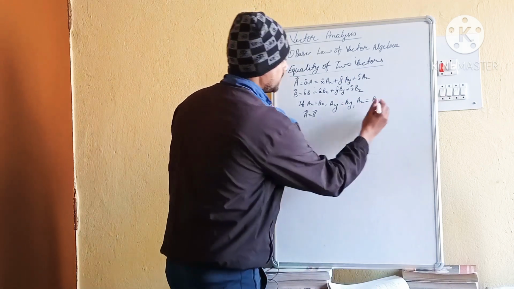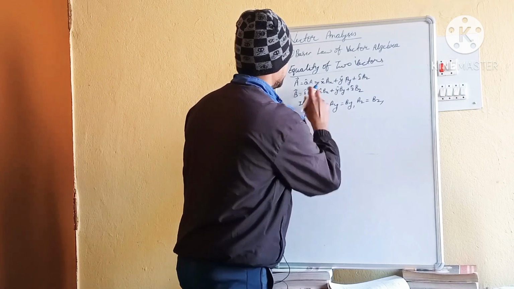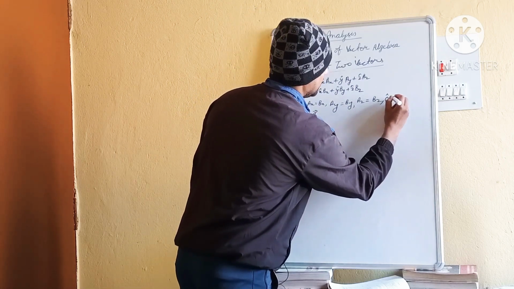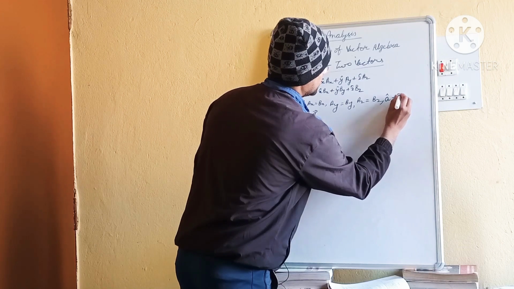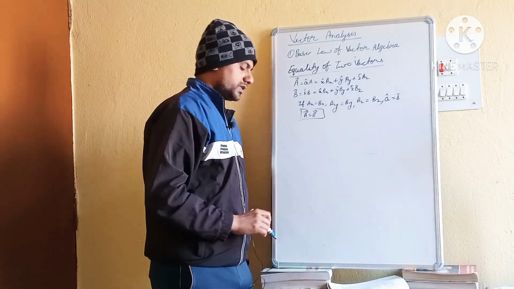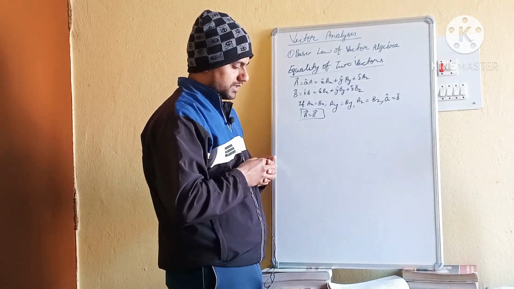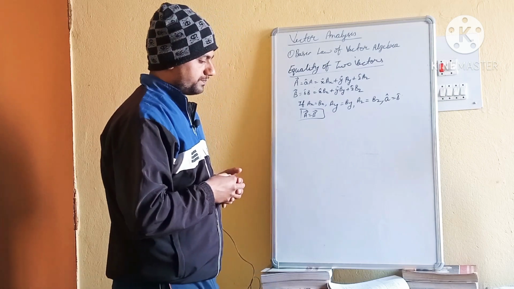One more thing you have to keep in mind is that the unit vectors should also be equal. The condition is that A cap should equal B cap. If this condition is satisfied, then we can say that these two vectors A and B are equal.